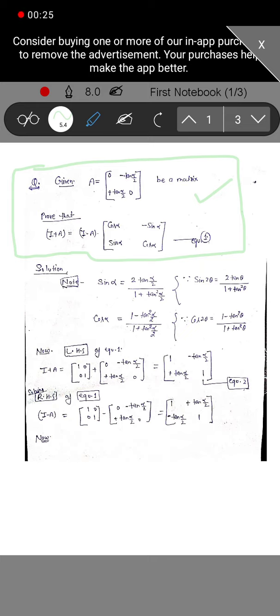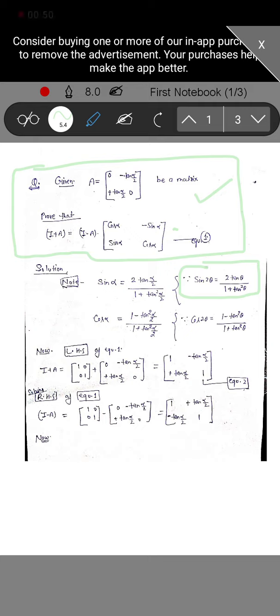We have to prove that I plus A is equal to I minus A times this matrix that we have given here. So let's start to prove that. But before proving that, I will give you some trigonometric identities. We know that sine 2 theta can be written as 2 tan theta upon 1 plus tan square theta.